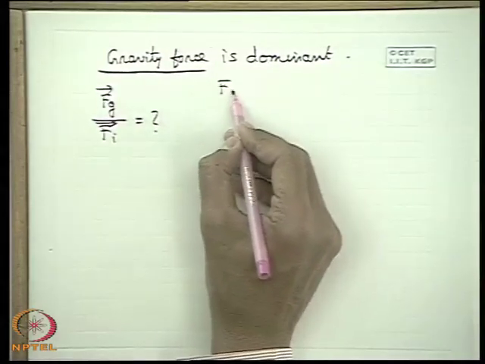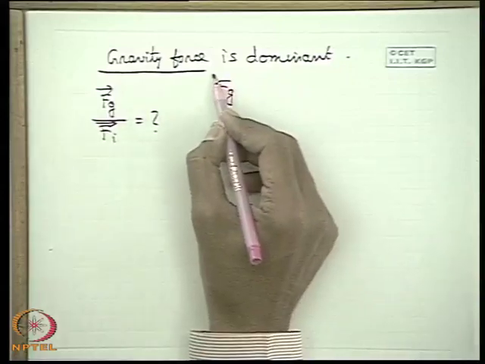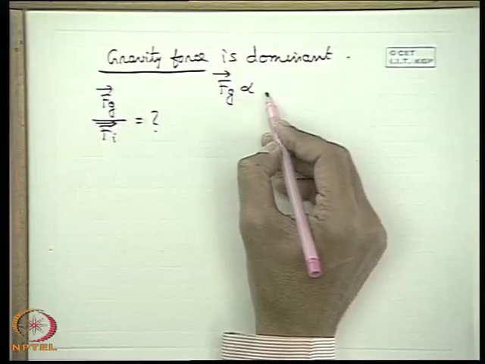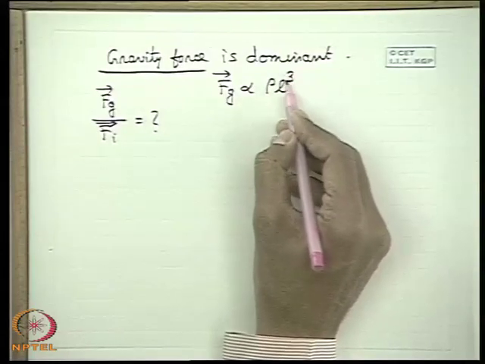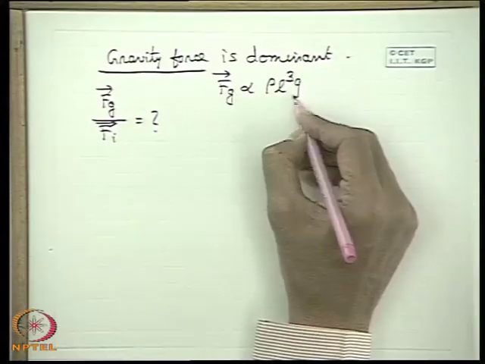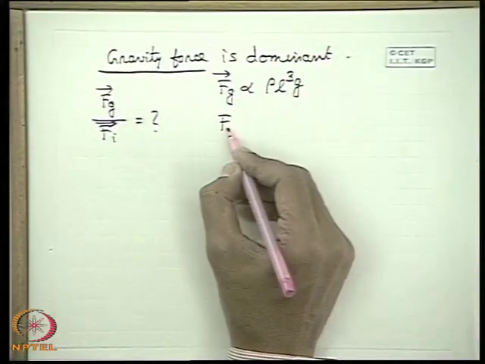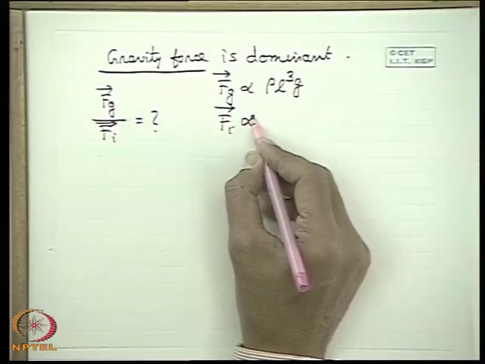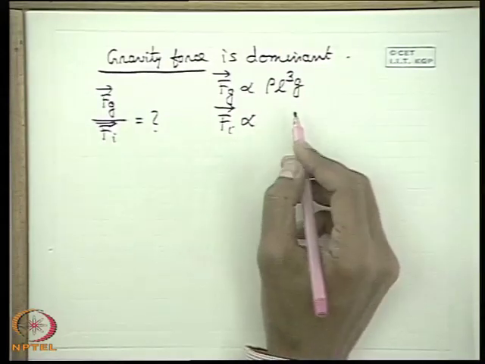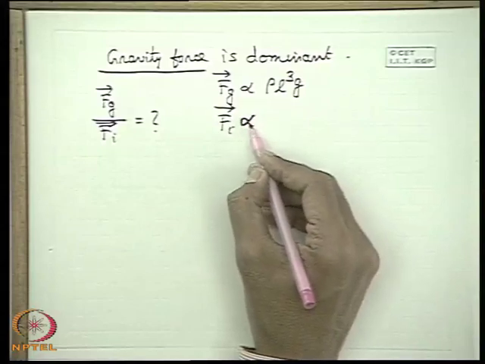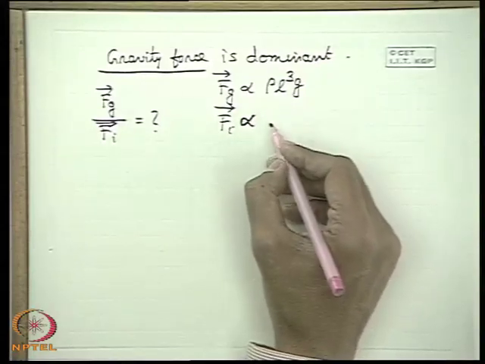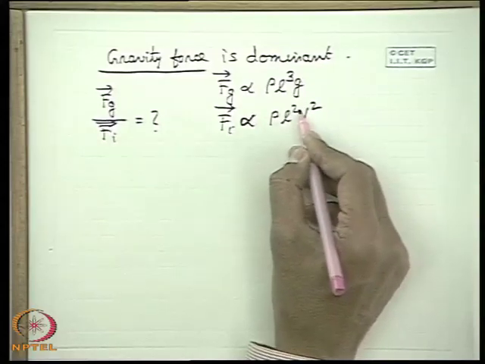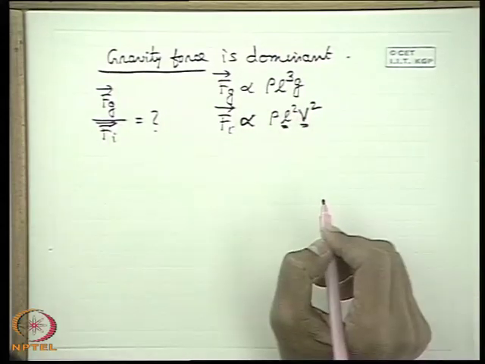If we recall, the gravity force is proportional to mass into g. Mass is proportional to rho into L cube, where L is some characteristic length of the problem. So it is rho L cube g. Inertia force, as we defined, is proportional to mass into acceleration, and acceleration is proportional to velocity by time, and time is length by velocity, the way we derived it earlier. So it is rho L square v square, where v is any characteristic velocity of the problem and L is the characteristic dimension.